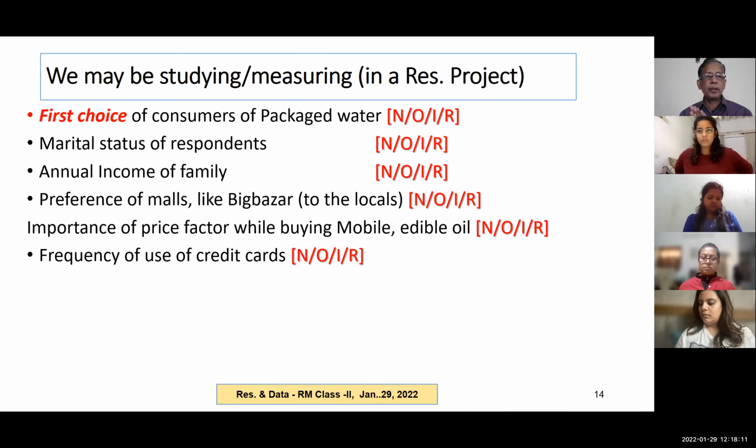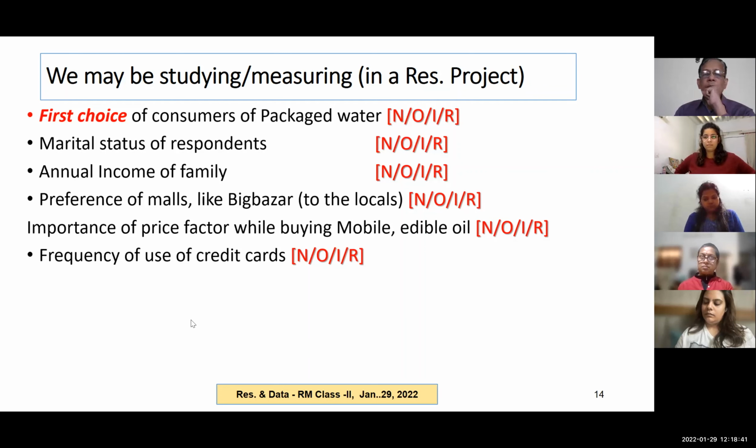Neha, have I been successful in confusing you? Has it not gone as a bouncer over your head? No, sir. Quote my last sentence. So the frequency of using credit cards can be used as per your purpose. It can be nominal, it can be interval, and it can be ratio. Stop. Give an example of nominal.